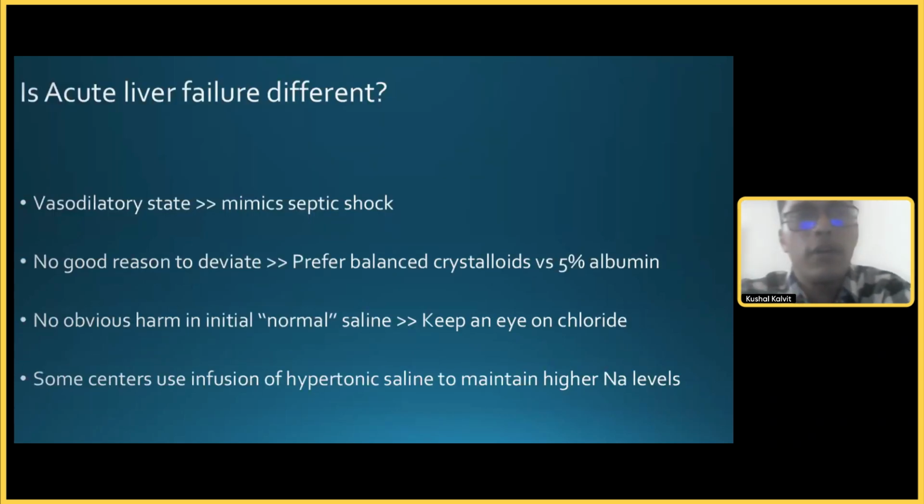A last point about acute liver failure: is it really different when it comes to fluids? So when we have acute liver failure, it's a vasodilatory state, mimics septic shock. It is very difficult to tell whether it is a septic shock or an acute liver failure on day 1. And due to lack of solid evidence, I think there is no good reason to deviate from our routine protocols. Prefer balanced crystalloids or 5% albumin, whichever is at your disposal. There is no obvious harm in the initial normal saline.